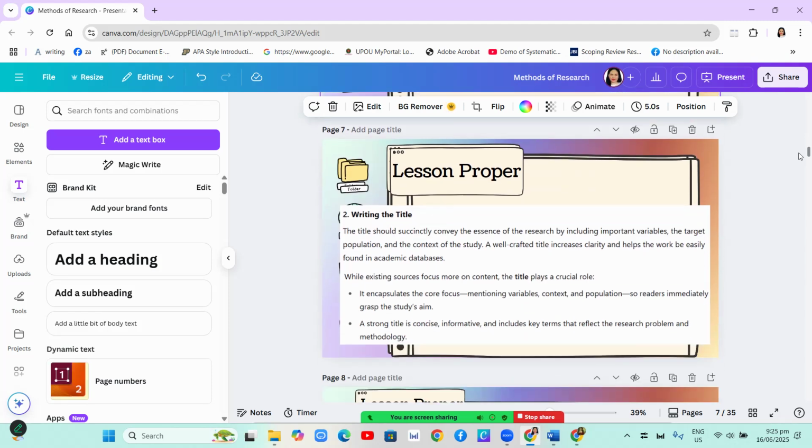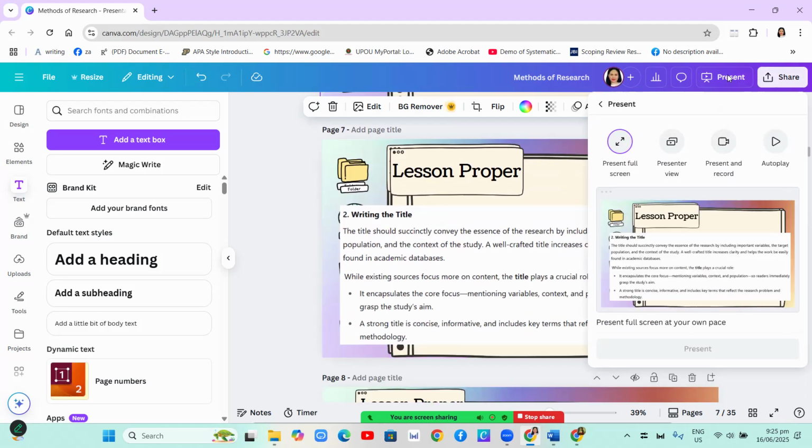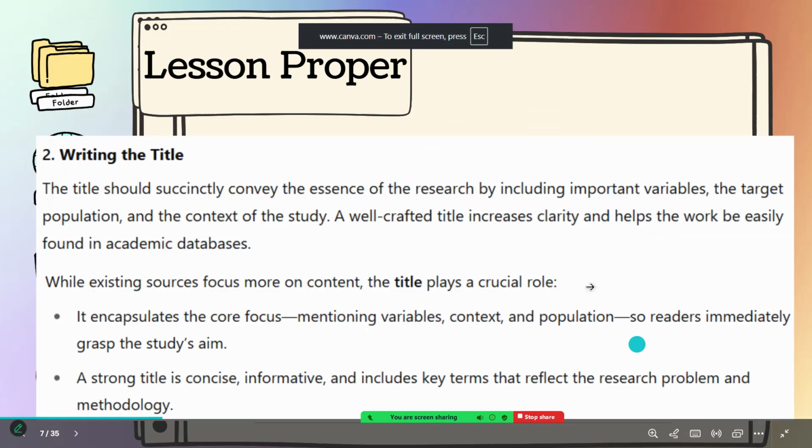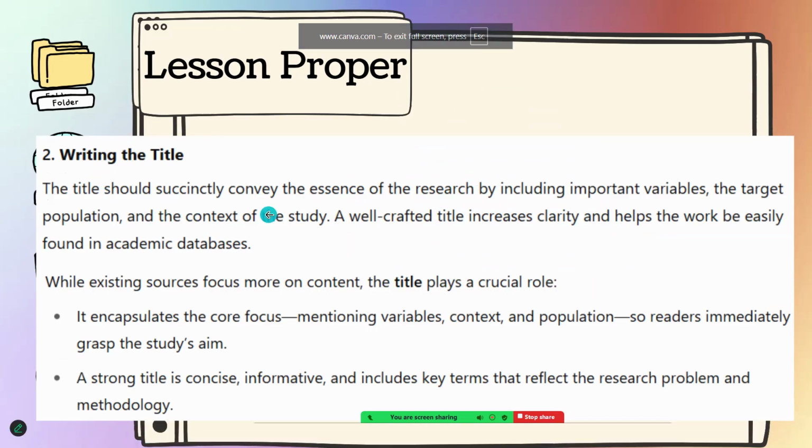Let's now have the next one, writing the title. The title should succinctly convey the essence of the research by including important variables, the target population, and the context of the study. A well-crafted title increases clarity and helps the work to be easily found in academic databases. While existing sources focus more on content, the title plays a crucial role. It encapsulates the core focus, mentioning variables, context, and population, so readers immediately grasp the study's aim.